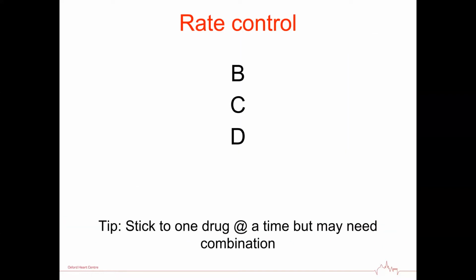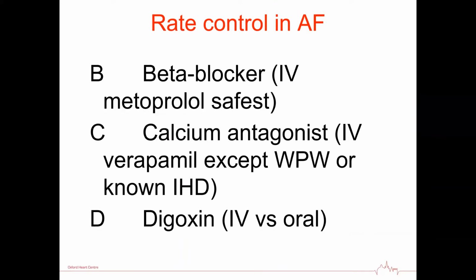How do we manage AF? Rate or rhythm control? Rate control, BCD. Tip, use one drug at a time. If you're not getting on top of it with the one drug, it may be you need to add in another drug. Don't give more than one drug at the same time. That's when you tend to run into trouble. Beta blocker is almost always the first line, and IV metoprolol is incredibly safe unless the patient is on a terbutaline infusion with unstable asthma. It is not contraindicated in asthma or COPD.